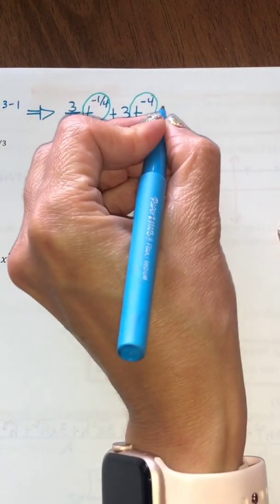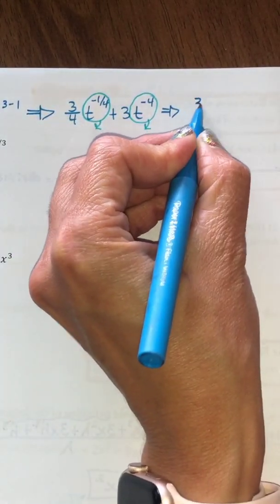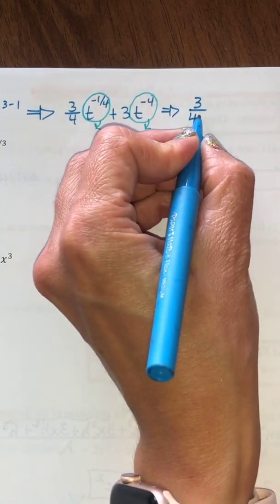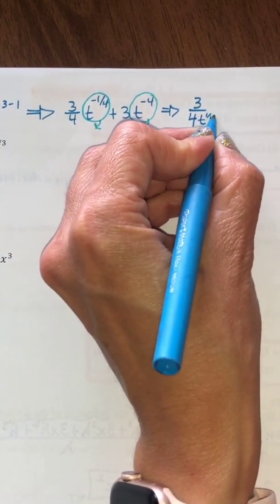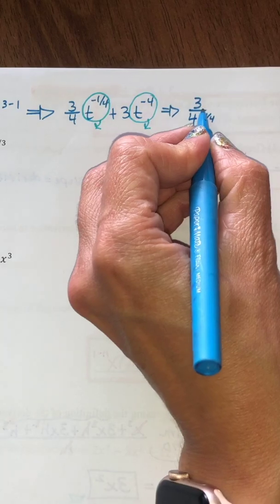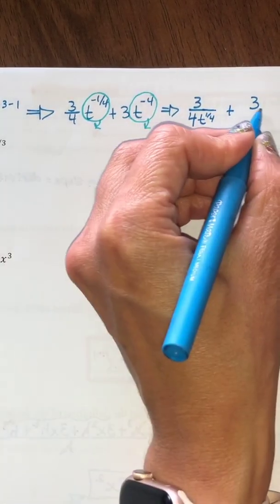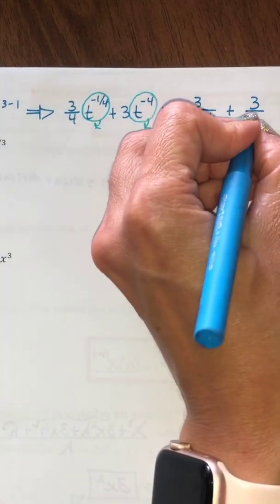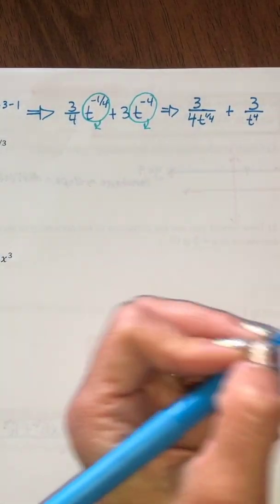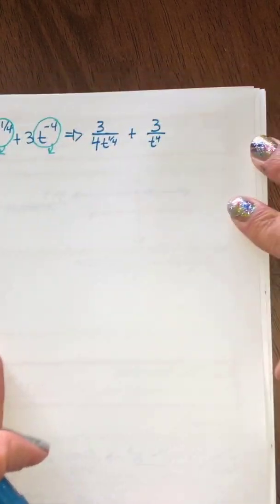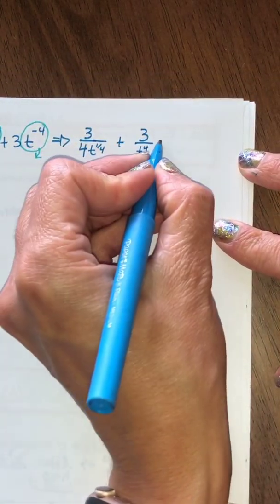Okay, so we're going to have 3 over, there's already a 4 in the denominator there because we had the fraction 3/4, so now there is a t to the 1/4 power with it, plus 3 had nothing wrong with it, so it stays up top, but now we have a t to the 4th in the denominator. And now there's only one more thing that we have to fix, and that is that t to the 1/4 power.